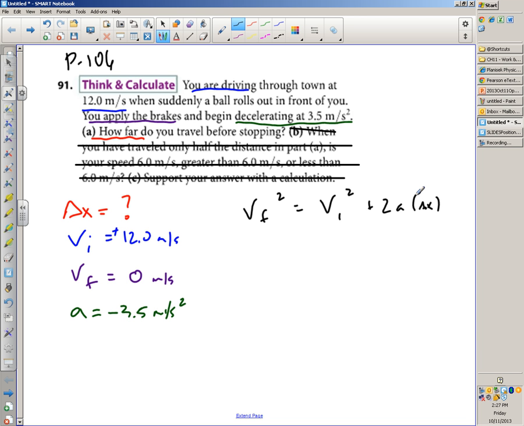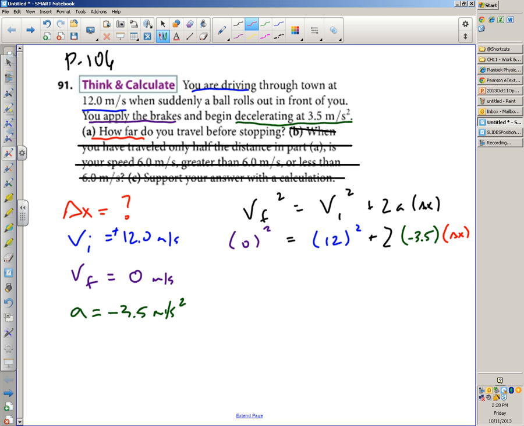So now it's just a matter of plugging things in that we know. We know that the final velocity is 0, so that goes in there, equals the initial velocity being 12, and that value gets squared. The 2 is just part of the formula. You can't change that. It just stays there. And then the acceleration value we established was negative 3.5 in this problem.